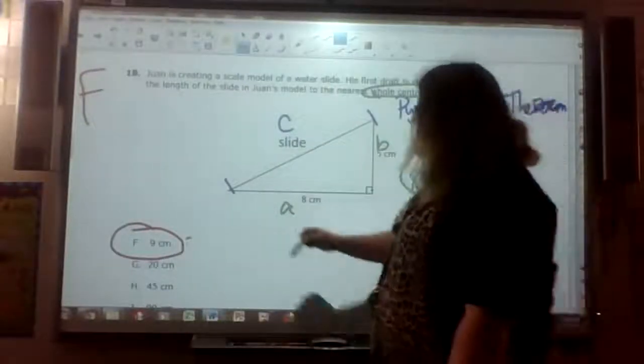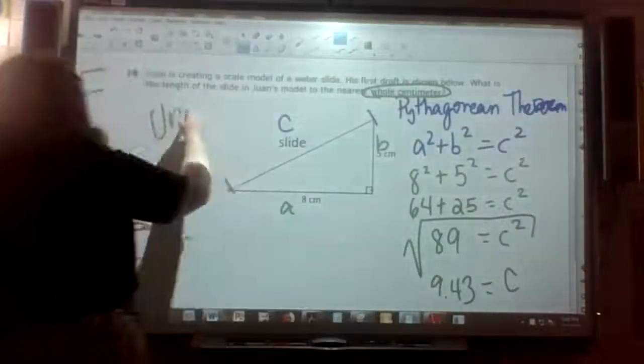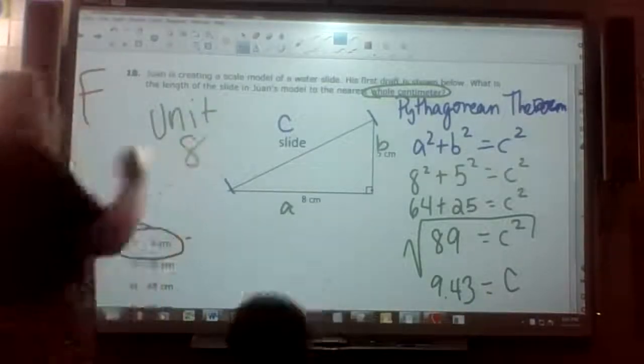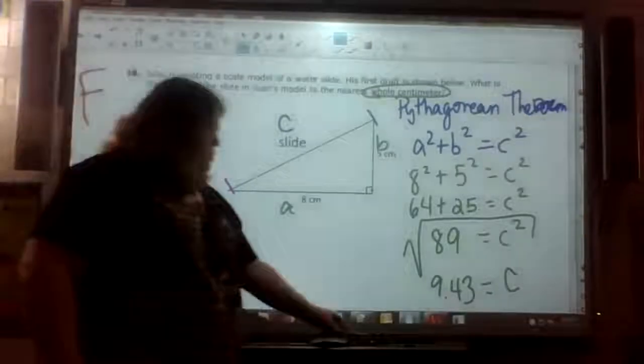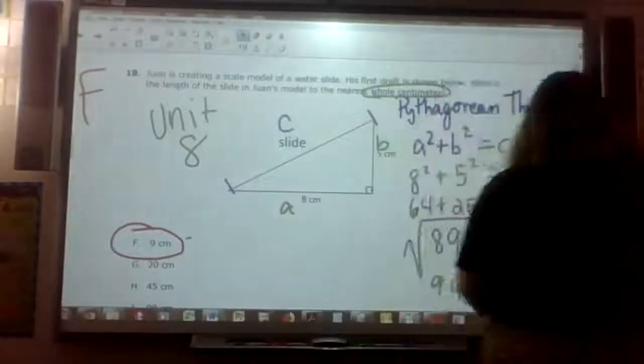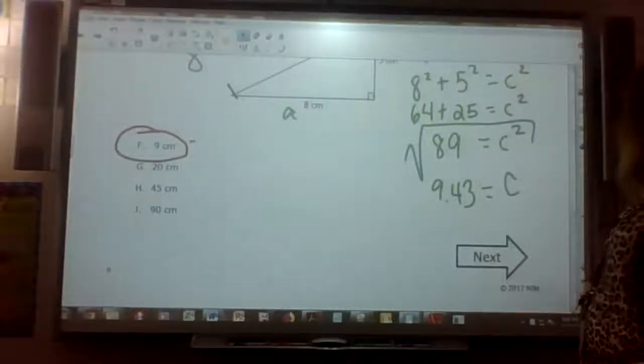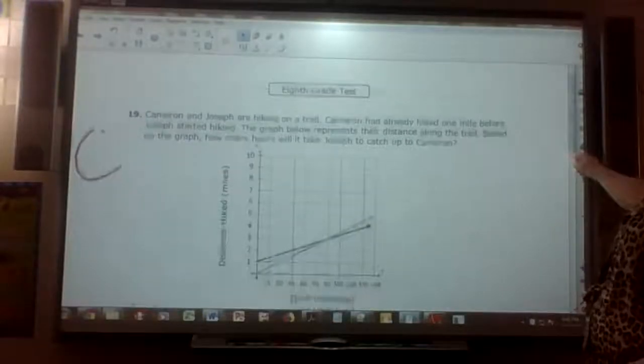This is Units 3 and 4, Unit 8 in your notebook. Okay. Number 19.